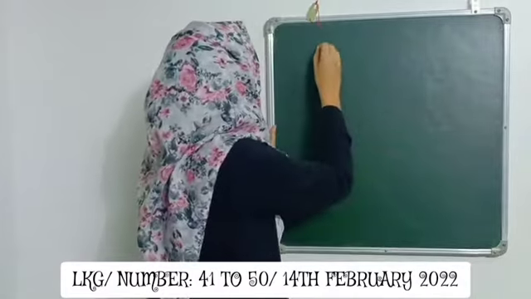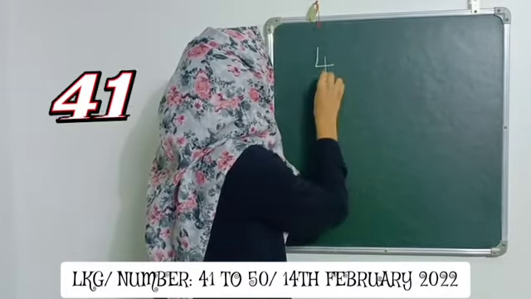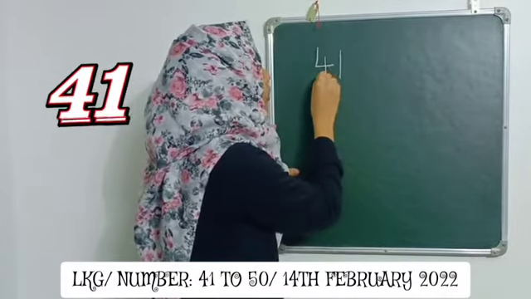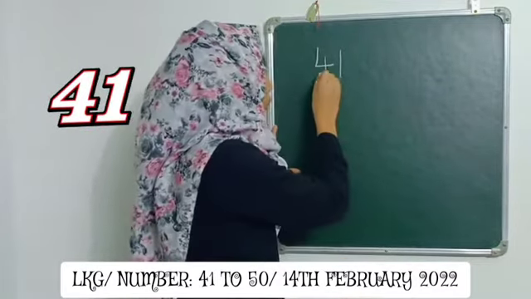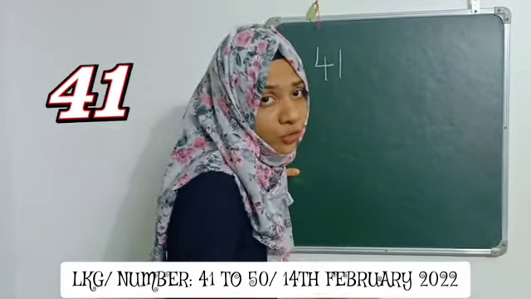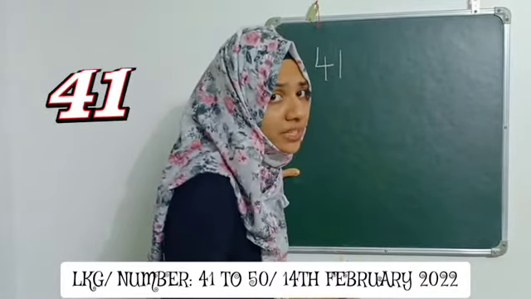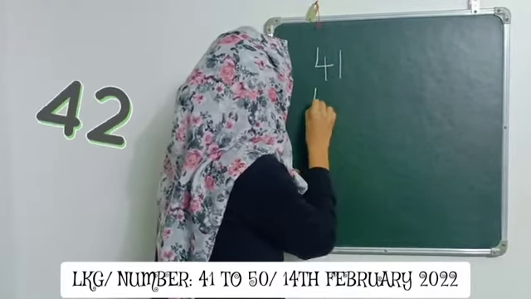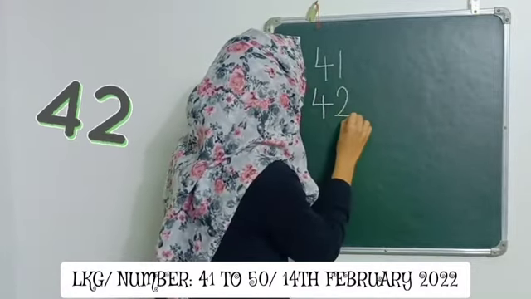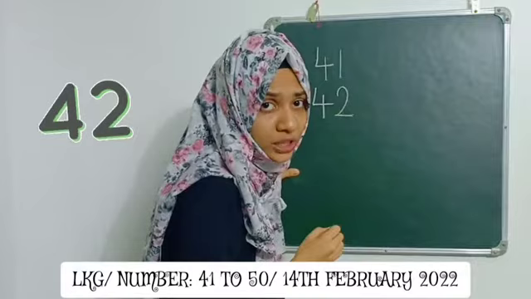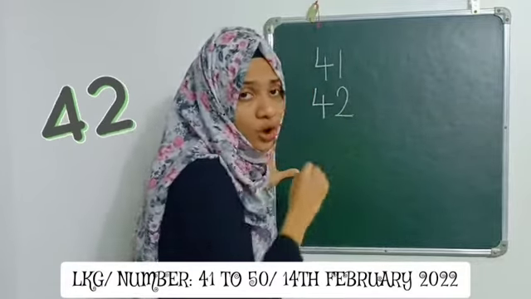Yes, 4, 1. 4, 1 together, 41. Which number is next? 4, 2. 4, 2, 42.